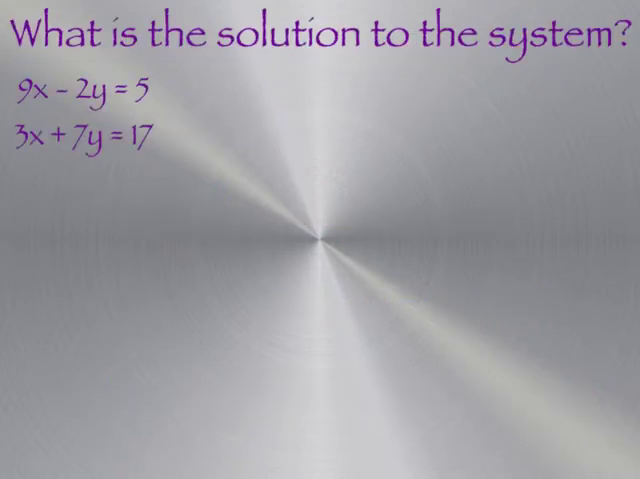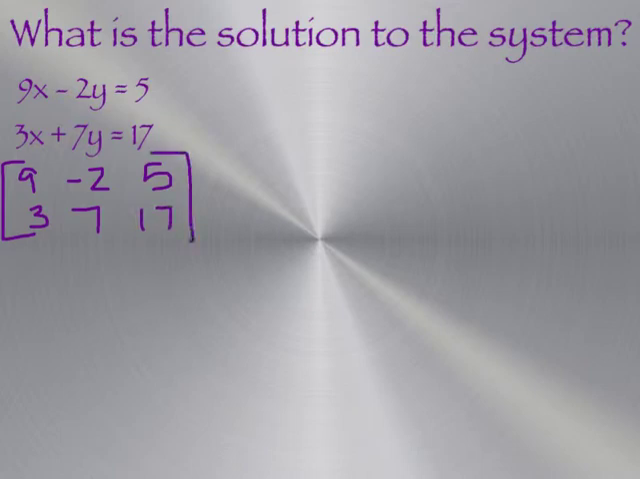When we're solving systems of equations using a matrix, the first thing to do is write the system as a matrix. So we have 9, negative 2, and 5. 3, 7, and 17. The important thing is to make sure that your variables line up, and your answer is the last column. So 9x, 3x, 9, and 3 are in the same column. First thing you want to do is you want to look and see how can I make it so that 9 and 7 become 1s, and then my other numbers become 0.